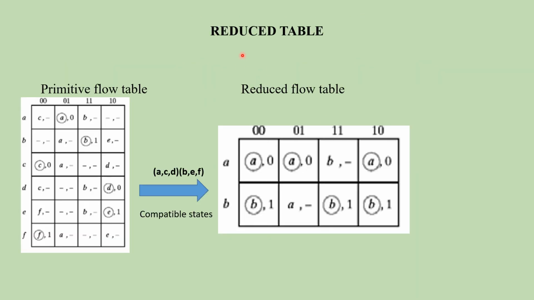So what is the reduced table of this primitive flow table of this asynchronous circuit? So reduced table is, what are the compatible states? A, C, D and B, E, F. Wherever you have C, D, replace it by A. Wherever you have E, F, replace it by B. So we have only two states, A, B. Look at all these three, A, C and D.